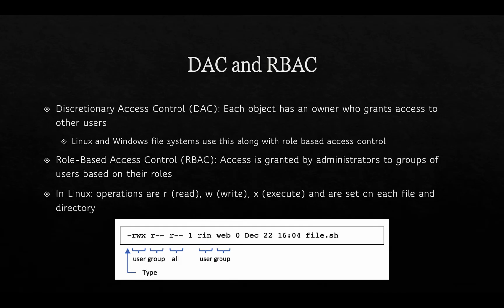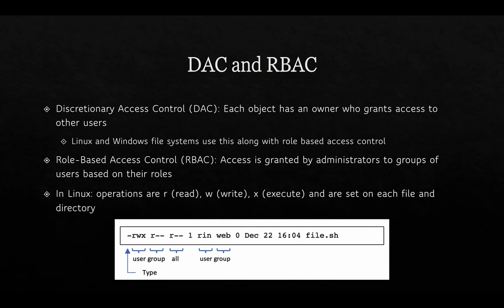So Linux and Windows file systems use this along with role-based access control. Role-based access control is where access is granted by administrators to groups of users based on their roles. So you may be in the administrator role, for example, and be given special privileges, or you may be in a role that is related to your business function, like accounting or finance or programming. In Linux, operations are read, write, and execute, and are set on each file and directory.